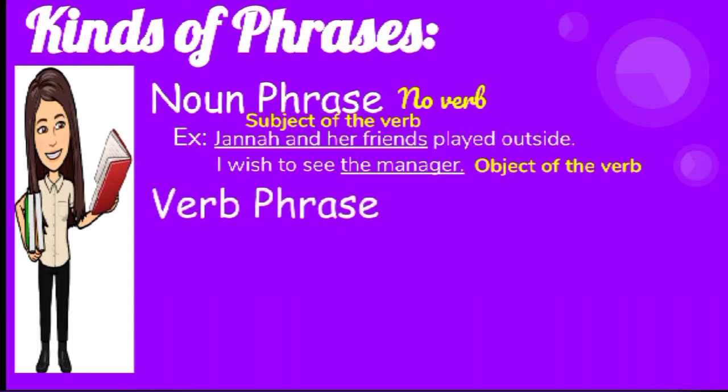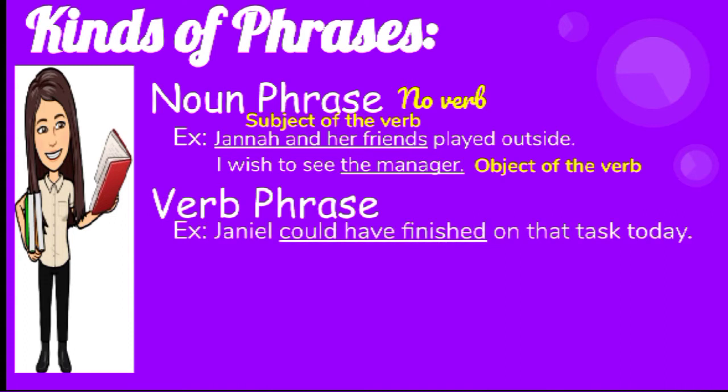Next is the verb phrase. Verb phrase is a part of a sentence containing the verb and any direct or indirect object but not the subject. Example: Janelle could have finished on that task today. Could have finished is the verb phrase. So for verb phrase, there's no subject.